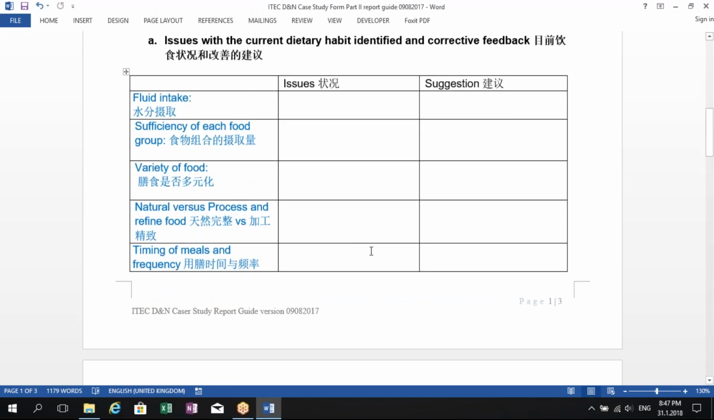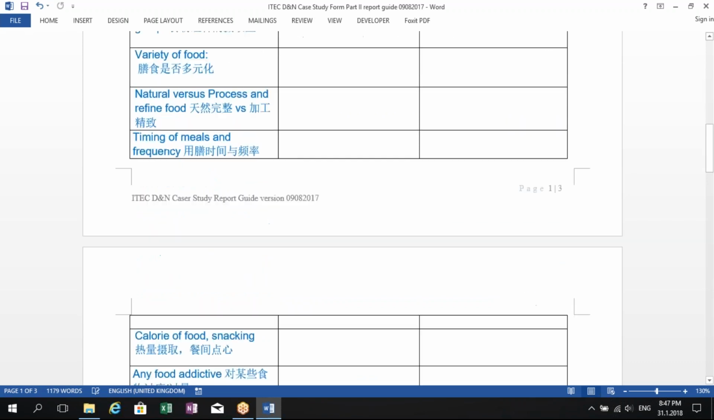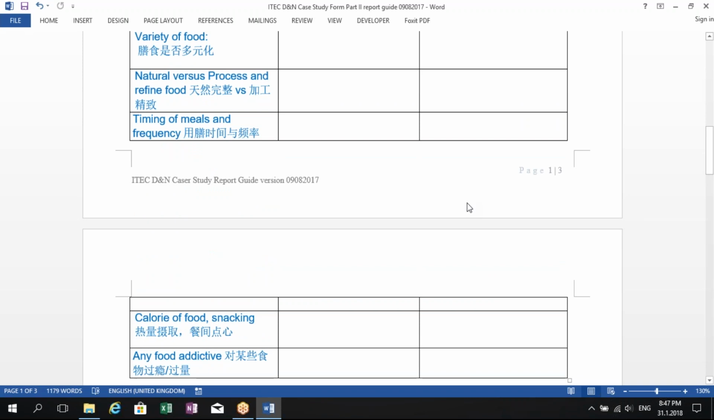A guideline. Yeah. So that you won't miss out the important points. So we'll come back using the guidebook. This one. 10 minutes break.